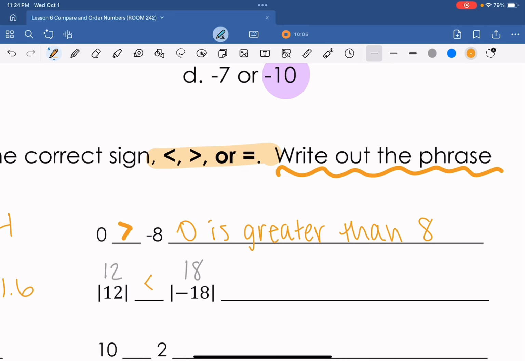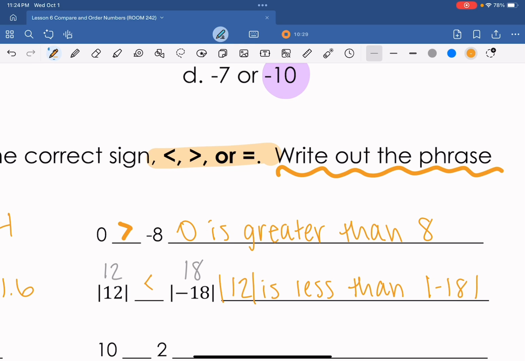So I'm going to write the absolute value of 12 is less than the absolute value of, oopsie daisy, that's negative, of negative 18.